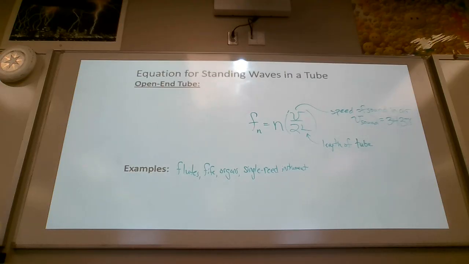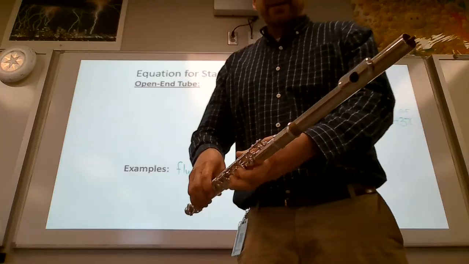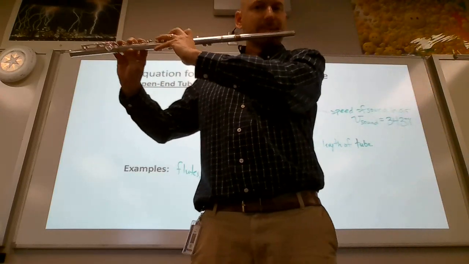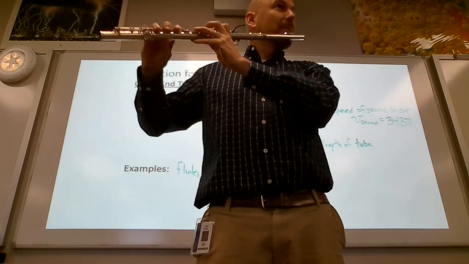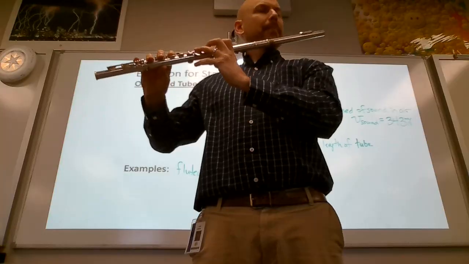So, a flute is an open-ended tube. We got one end here, one end here. We're not playing it by blowing into it like this. We're blowing across it over the top, like a Coke bottle.